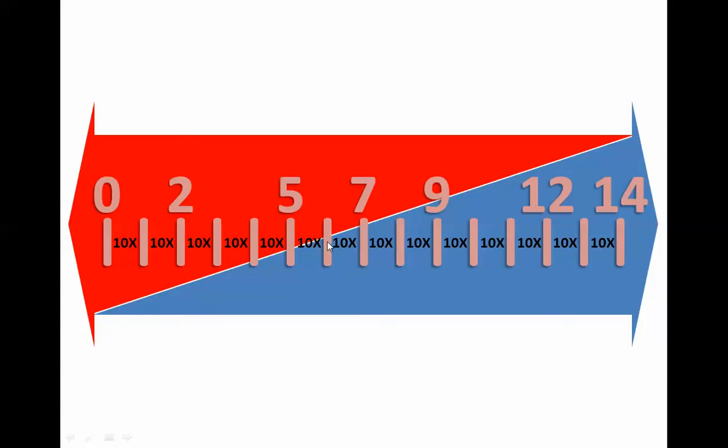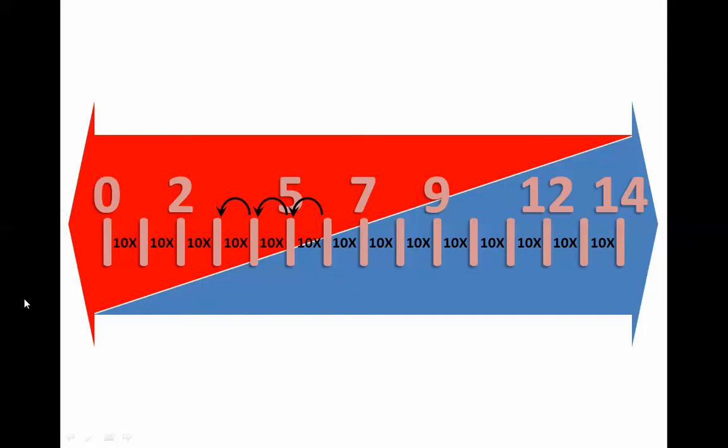So when I go from a pH of 6 to a pH of 5, I'm 10 times more acidic. If I go from a pH of 5 to a pH of 4, again I'm 10 times more acidic. So if I went from a pH of 6 to a pH of 4, I would be 10, not plus 10, 10 times 10. So 100 times more acidic.